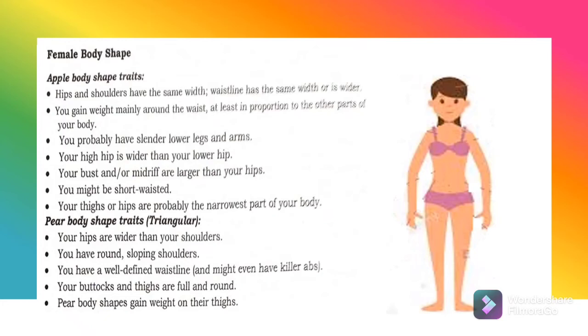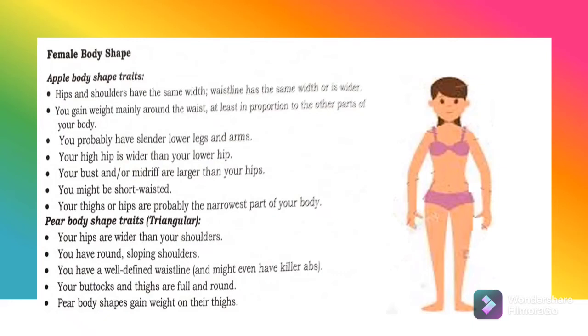Hips and shoulders have the same width. Waistline has the same width or is wider. You gain weight mainly around the waist, at least in proportion to the other parts of your body. You probably have slender lower legs and arms. Your high hip is wider than your lower hip. Your bust and midrib are larger than your hips. You might be short-waisted. Your thighs or hips are probably the narrowest part of the body.